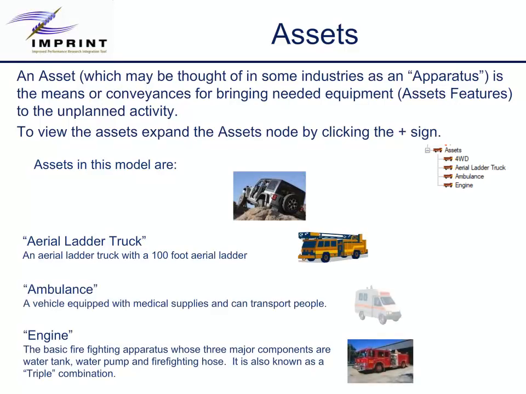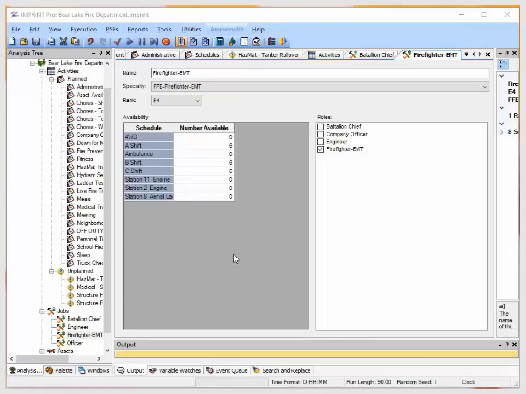We have one more element left to define, the assets used. An asset, which may be thought of in some industries as an apparatus, is the means or conveyance for bringing needed equipment, asset features, to the planned activity. To view the assets, we expand the assets node in the analysis tree.